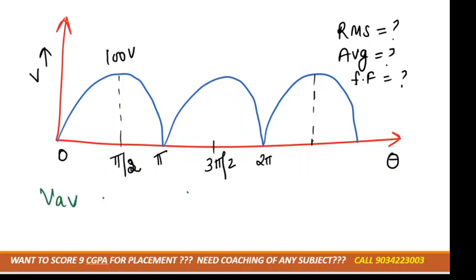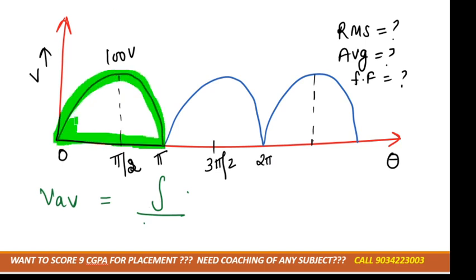What is the formula for V average? As I told you, it is integration over the base length, with the limit varying over the base length. As you can see, it is a symmetrical waveform. For the symmetrical waveform, we'll take only the first cycle of the positive side. So in this case, the limit varies from 0 to pi. So we'll write down 0 here and pi here.